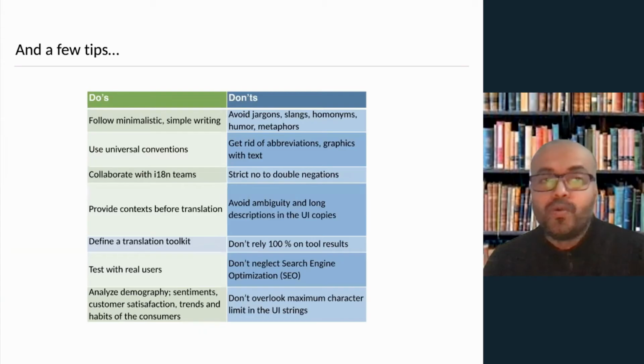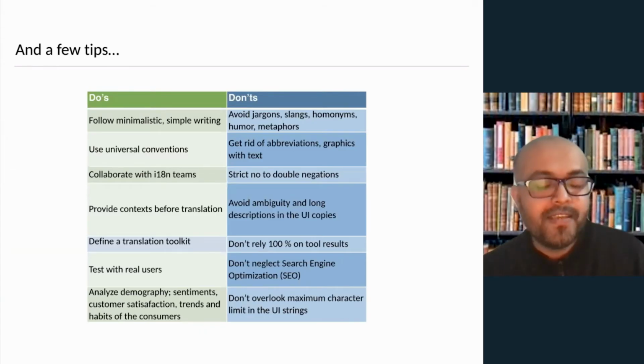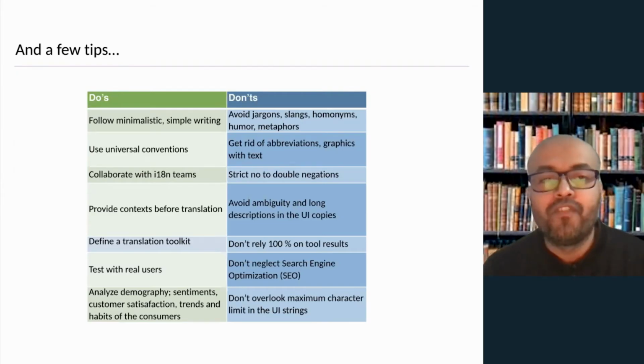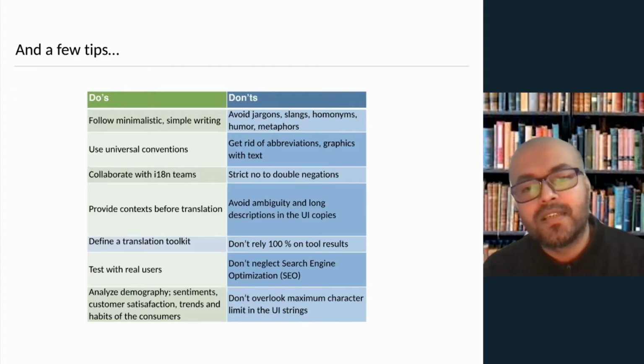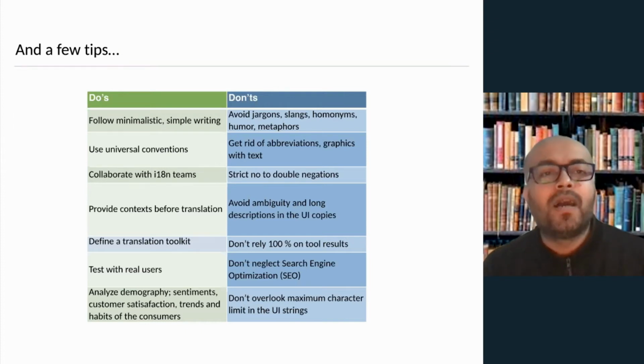So what are the do's and don'ts? These are really important. When you create copies which are localization ready, they have to be minimalistic and simplified. Don't use jargon, slang, homonyms, humor, and metaphors in your language, in your documentation, in your copies. Use universal conventions. Then also get rid of abbreviations which are not common universally. Then avoid graphics with text. It is really difficult to translate text which is available on the graphics.